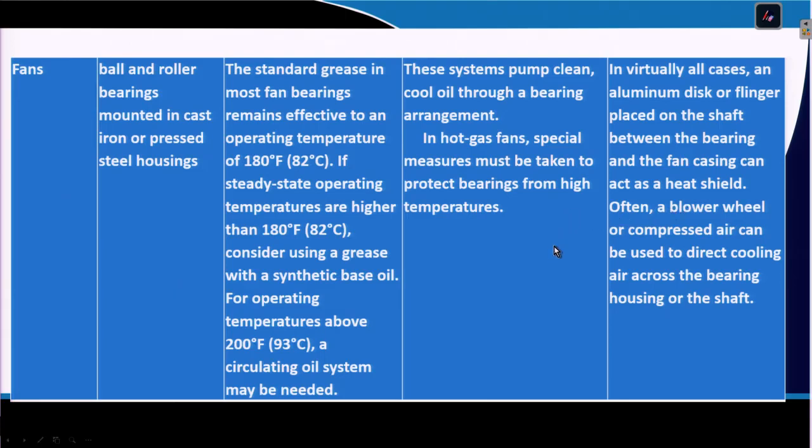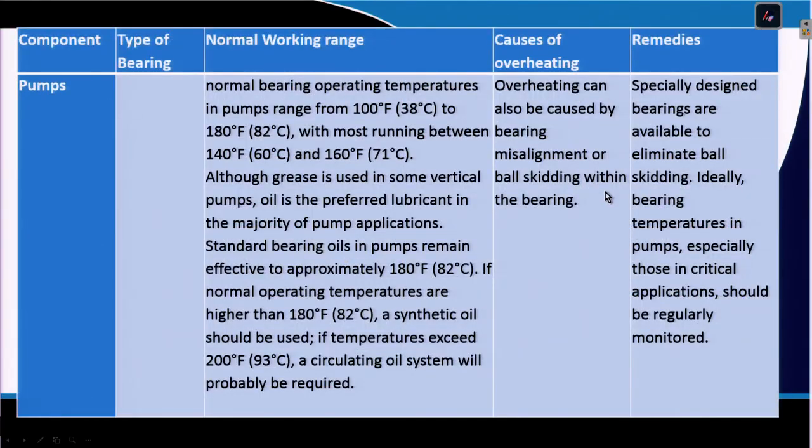Sometimes a blower or compressed air can be used for directly cooling, so that air will go from here. You might be seeing that in many of the fan driving motors there are certain fins. Through those fins also the air goes, as you increase the surface area. When you increase the surface area, more heat dissipation occurs, and ultimately the bearing zone remains cool. So, that is how it is done.